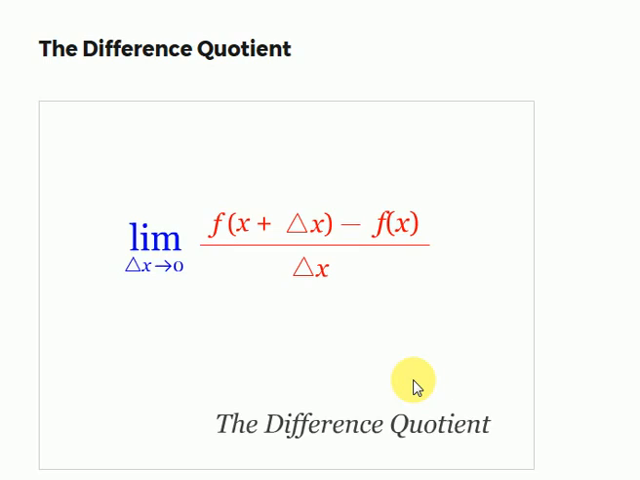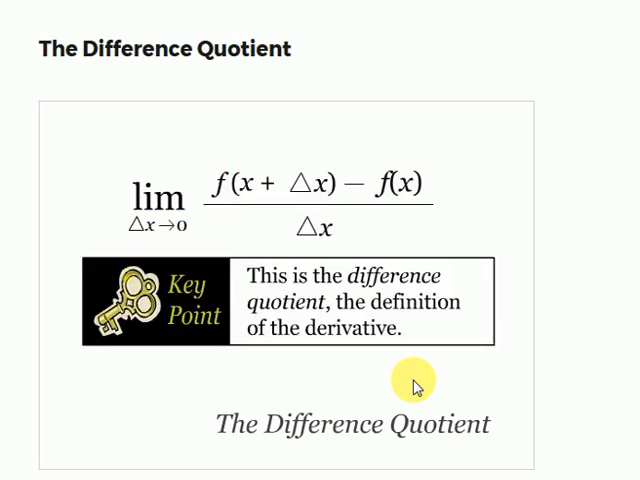In other words, I want delta x to become so small, it's almost 0. It can't be 0 because then I would have 0 in the denominator of the fraction. That's why I have to use a limit. And I say, get that delta x as small as possible. This is the difference quotient. It is the mathematical definition of the derivative.